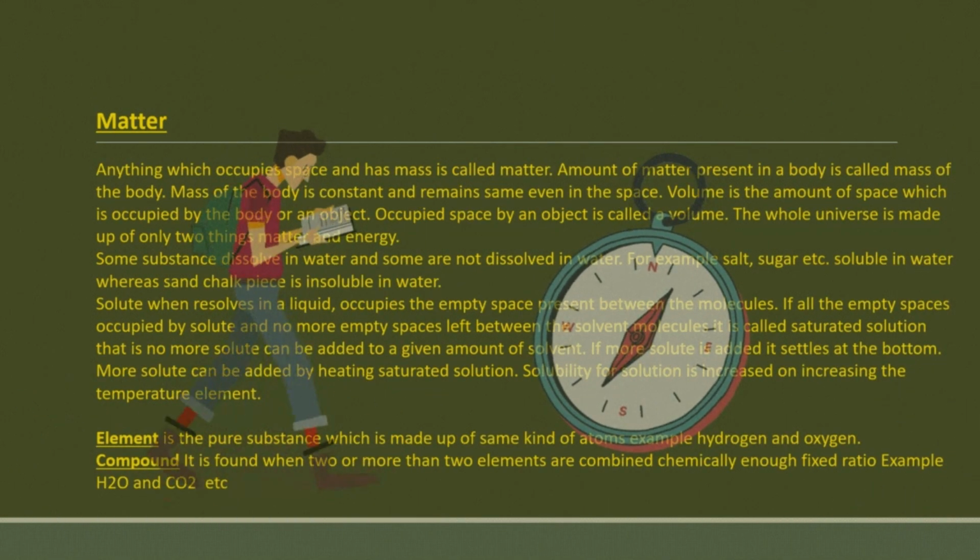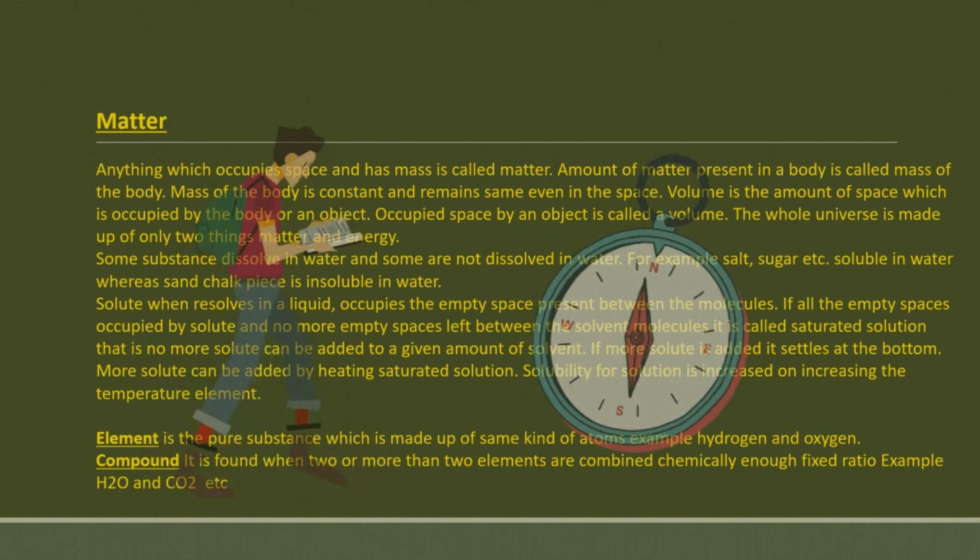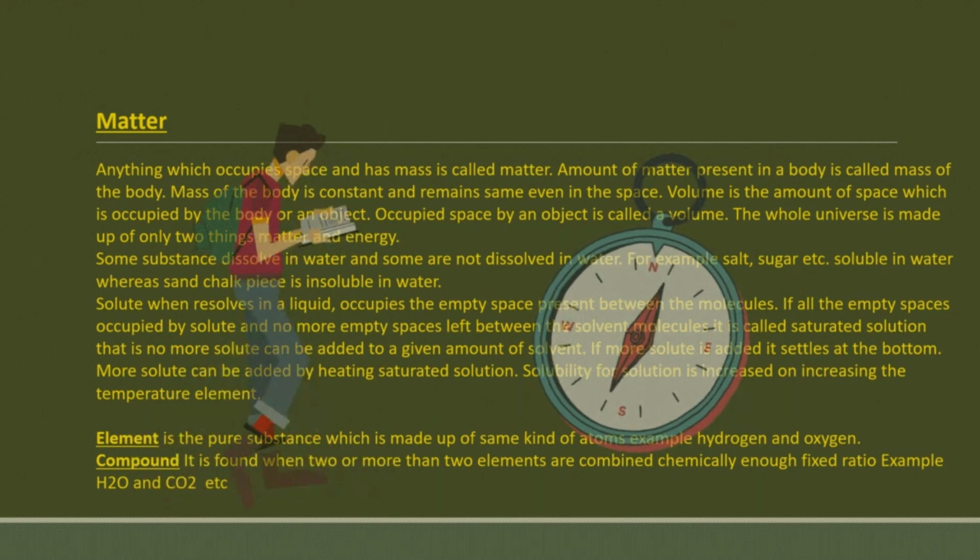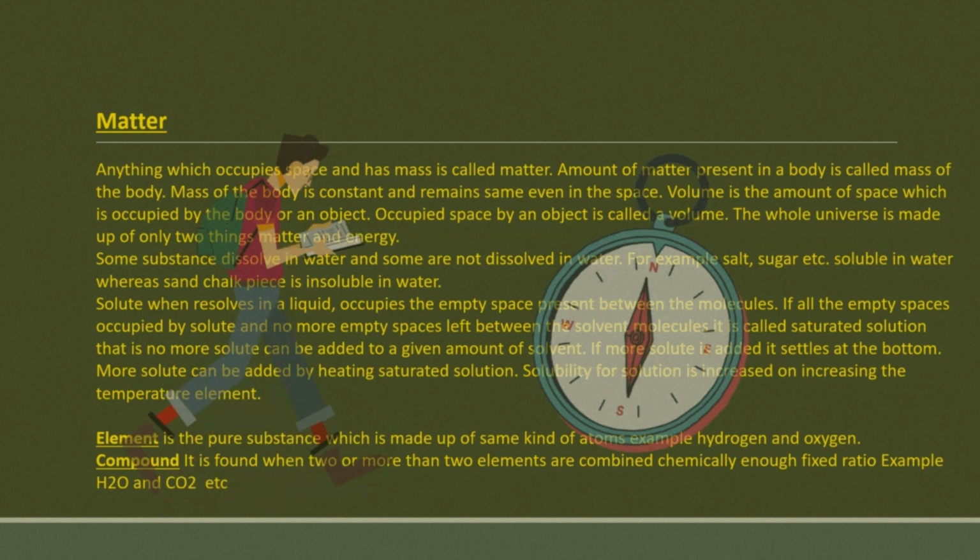Matter is anything which occupies space and has mass. The amount of matter present in a body is called the mass of the body. Mass of the body is constant and remains the same even in space. Volume is the amount of space which is occupied by the body or an object. The whole universe is made up of only two things: matter and energy.